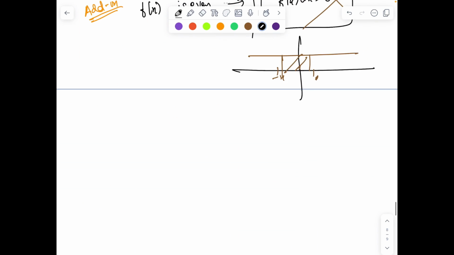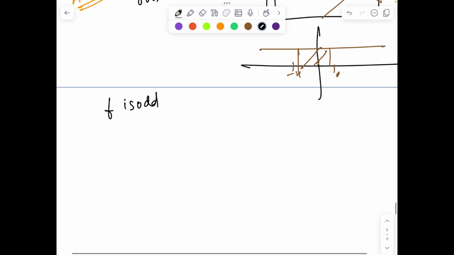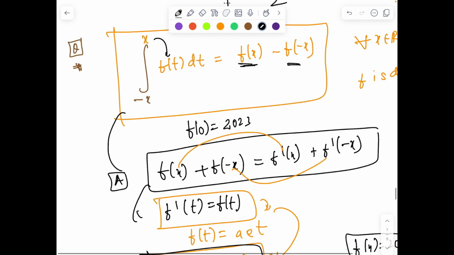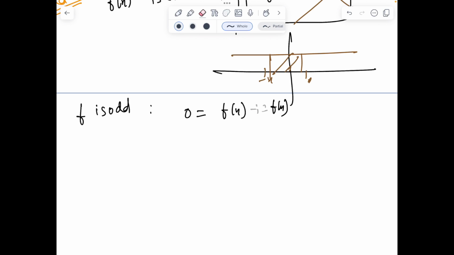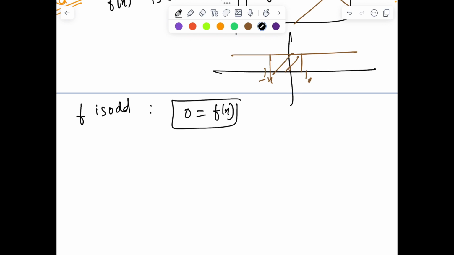So what if f is an odd function? If f is an odd function, then we'll get the left hand side 0. So I'll get 0 equals f of x and f of minus x is plus f of x, so plus 2 f of x. So that will give 2 f of x is 0, and which forces f of x to be 0.